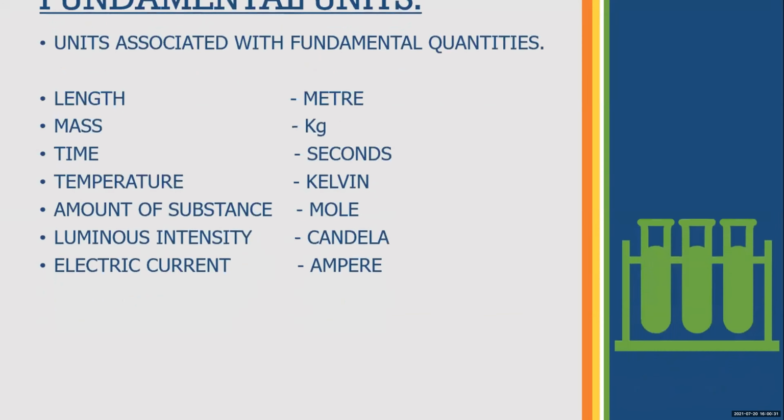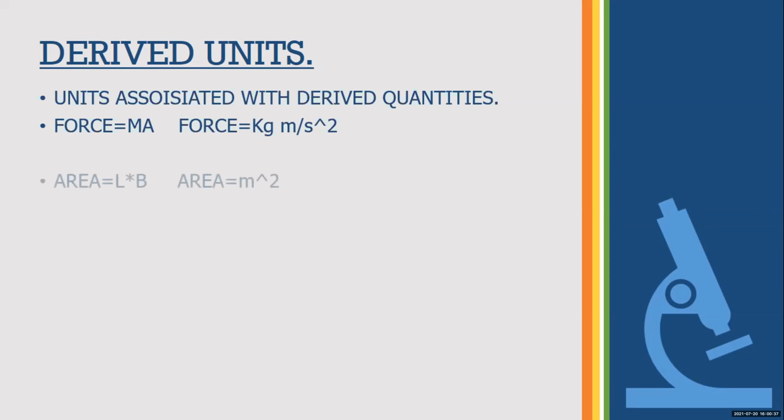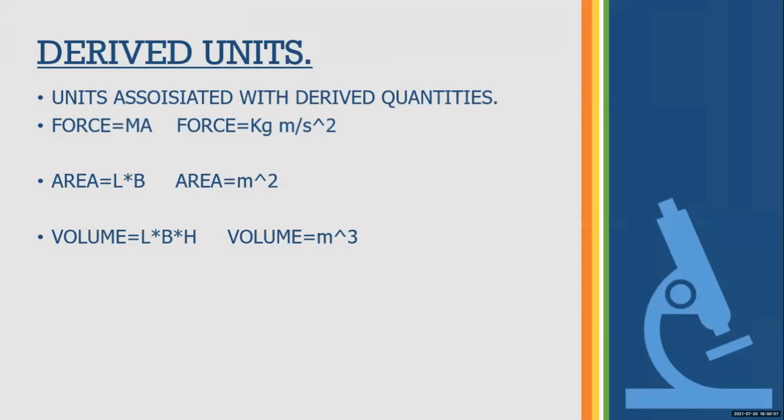Derived units are associated with derived quantities. So we get this from the derived quantities which we derived earlier. Examples: force, mass into acceleration, which is kg meter per second square; area, length into breadth, which is meter square; and volume, length into breadth into height, which will be meter cube. And that's it. Thank you.